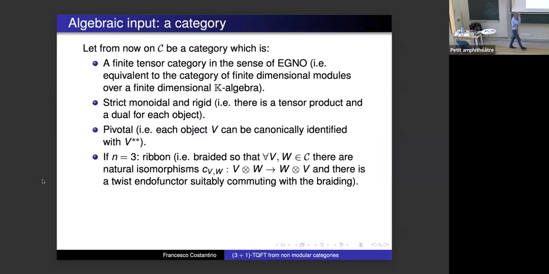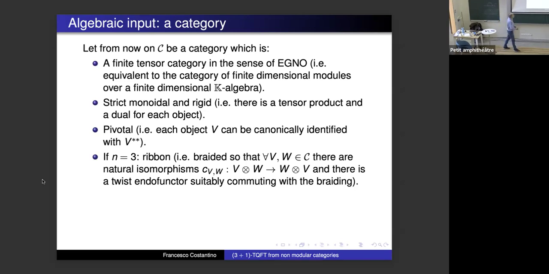Now, as I was mentioning, these graphs are typically endowed with some combinatorial data, and typically these data are objects of a category. So let's talk about the categories we care about. For this talk, the category C will always be a finite tensor category in the sense of the book by the authors.